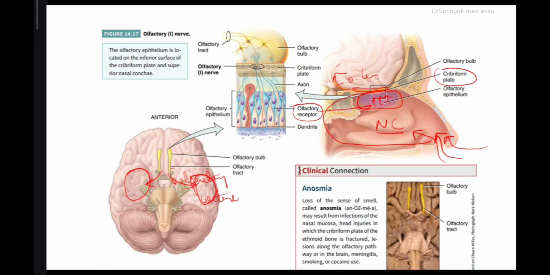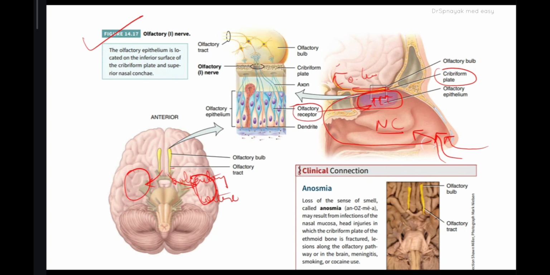I think you understood. The first cranial nerve is called the olfactory nerve. This olfactory nerve receives the special sense of smell through olfactory receptors, enters the olfactory bulb, and from there enters the olfactory tract, and from the olfactory tract it enters the olfactory cortex of the brain in the temporal lobe of the brain.